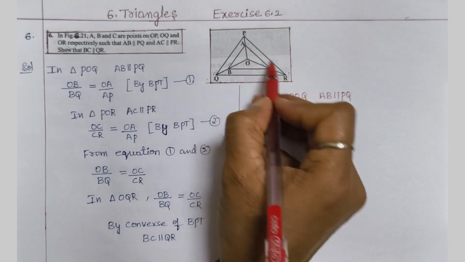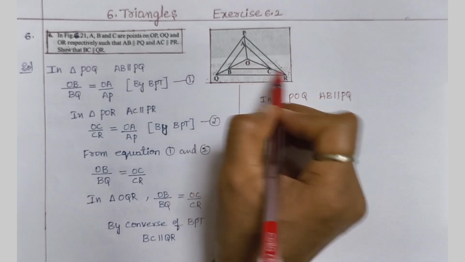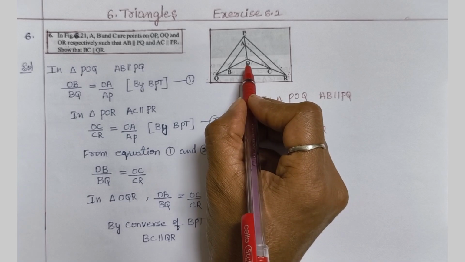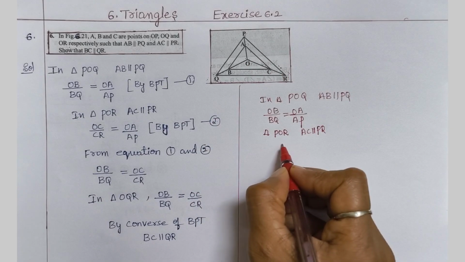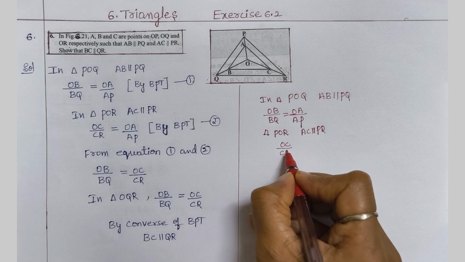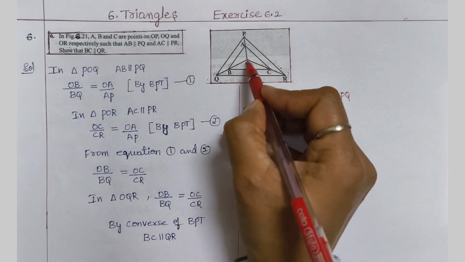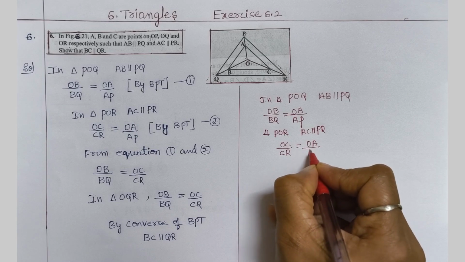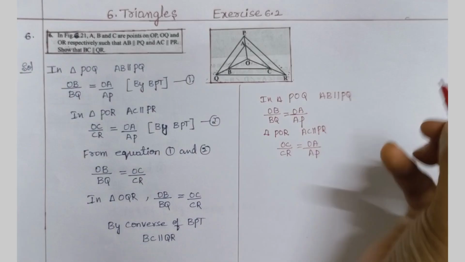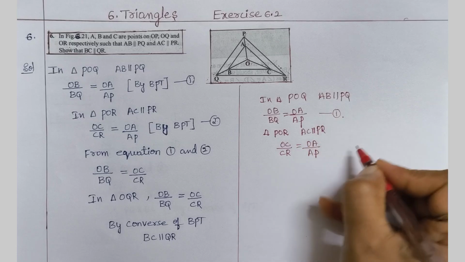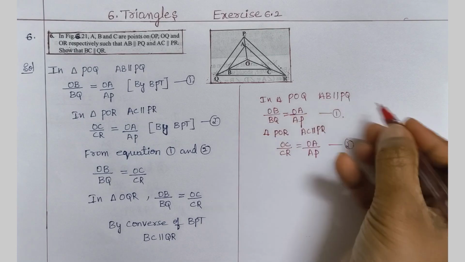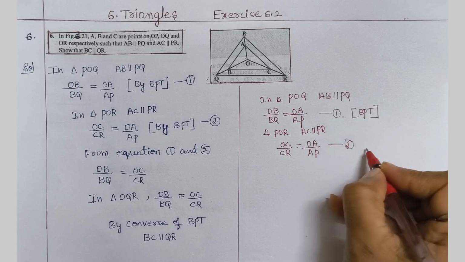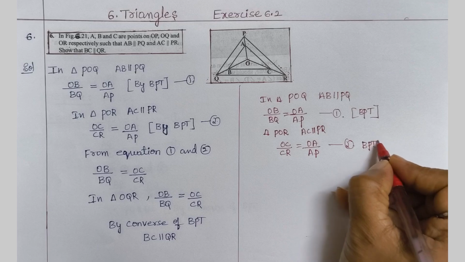So these two are parallel means the remaining two sides are proportional. So what we can write? OC by CR. Now you write OC by CR, equal to OA by AP. This is the first equation, this is the second equation. Which theorem are you using? BPT theorem. Here also mention, this is also BPT theorem.